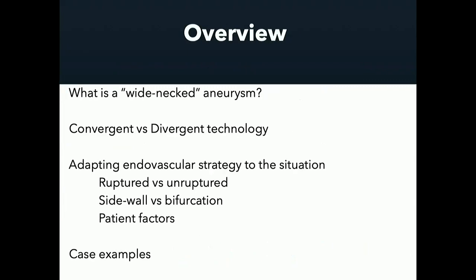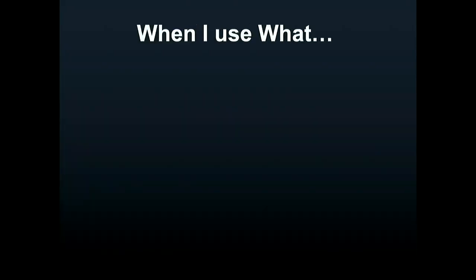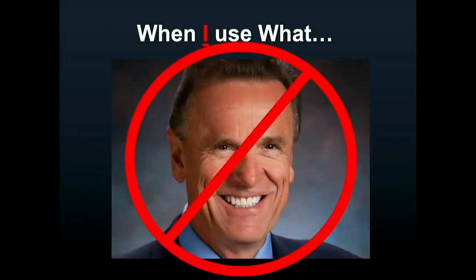So this talk, I'll talk a little about what I consider to be a wide-necked aneurysm to start with. I'll have a little bit of discussion about convergent and divergent technology, talk about adapting one's strategy to the particular situation you find yourself in with a particular aneurysm, and give some case examples. So before I kick off, I've been asked to talk about when I use what. This is a purely personal experience, anecdotal, and for the purposes of this discussion, I'm going to pretend that open surgery doesn't exist for aneurysms.